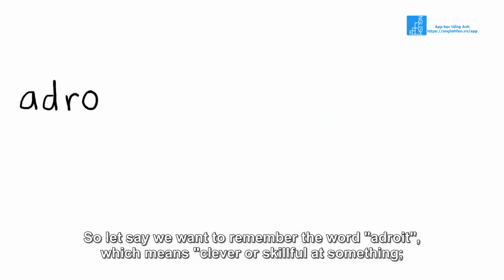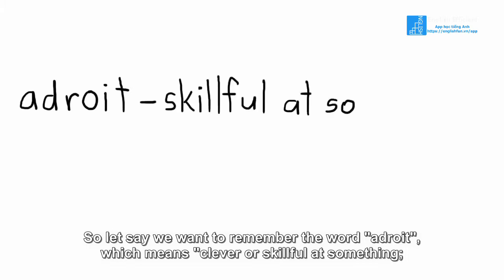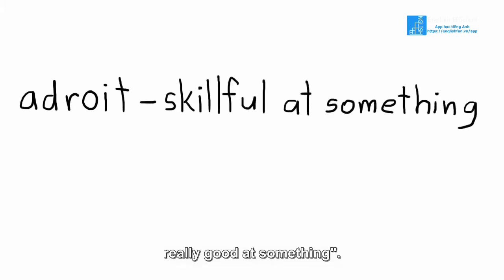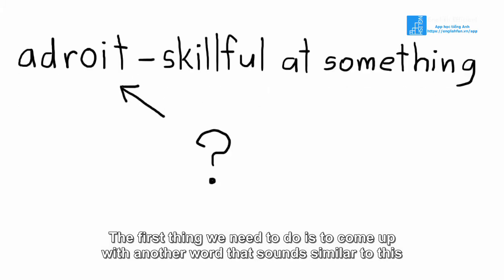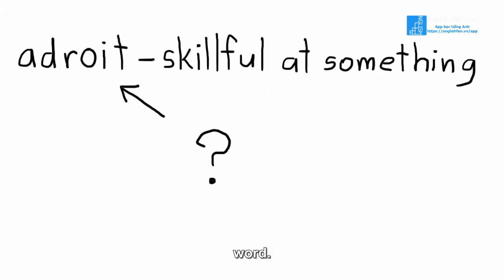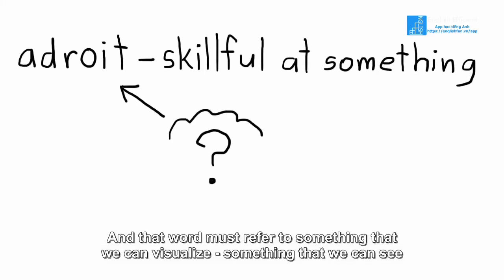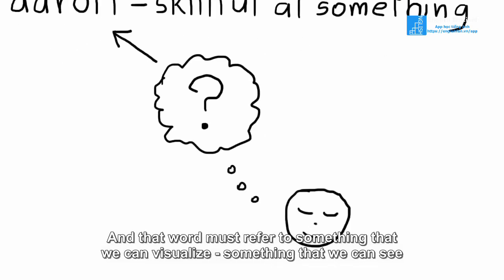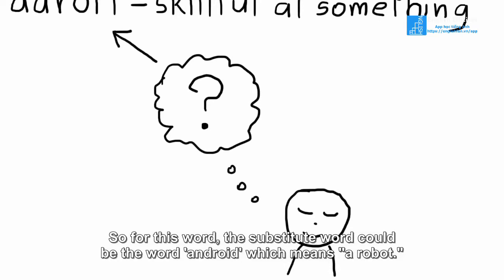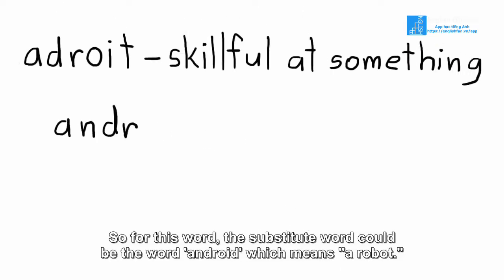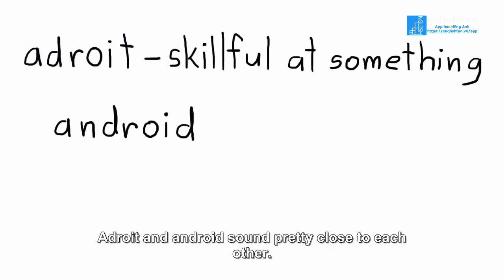So let's say we want to remember the word adroit, which means clever or skillful at something, really good at something. The first thing we need to do is to come up with another word that sounds similar to this word. And that word must refer to something that we can visualize, something that we can see in our mind. So for this word, the substitute word could be the word android, which means a robot, right? Adroit and android sound pretty close to each other.